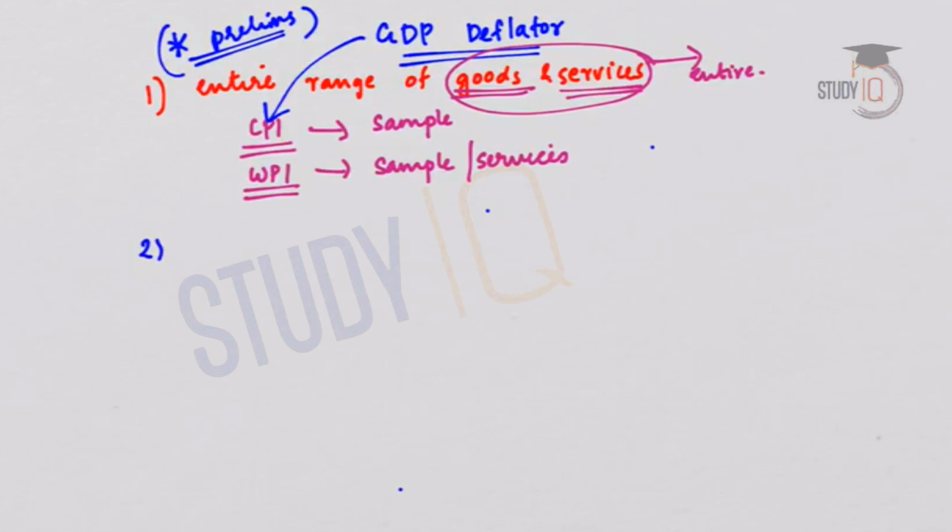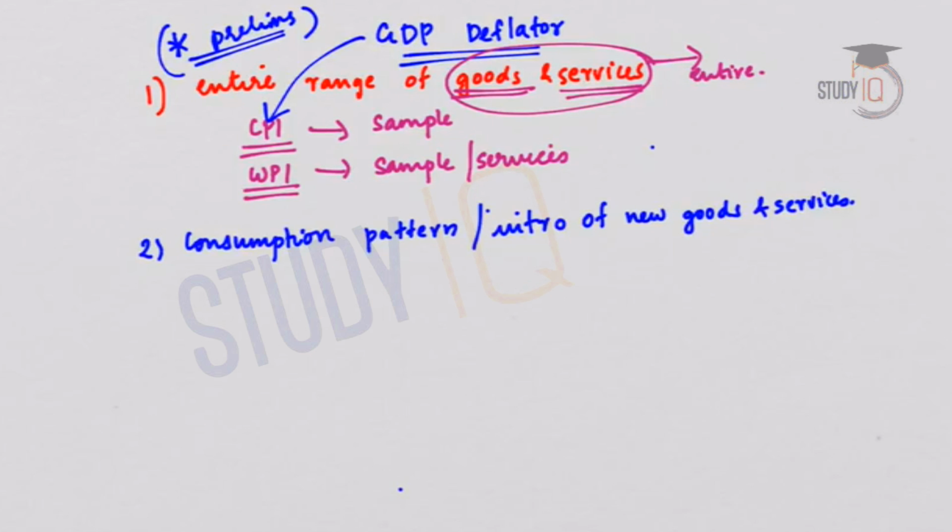Now secondly, changes in the consumption patterns or introduction of goods and services are automatically reflected in the GDP deflator. And in this sense, GDP deflator is similar to CPI, because CPI also measures the consumption patterns or any change in the household consumption pattern, and in this way it is similar to CPI.